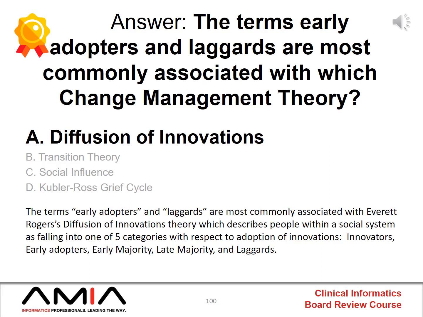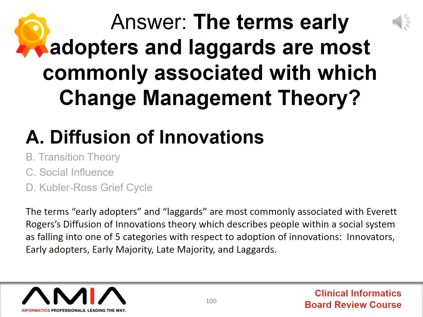The reason why B is not correct is because B is transition theory, and this theory, otherwise known as Bridges transition theory, is the theory that states that psychological transitions of people are more difficult than the technology change itself. The 3 phases of change in transition theory are ending, losing, and letting go, the neutral zone, and new beginning.